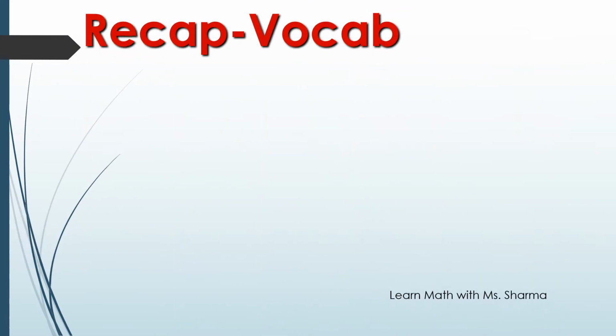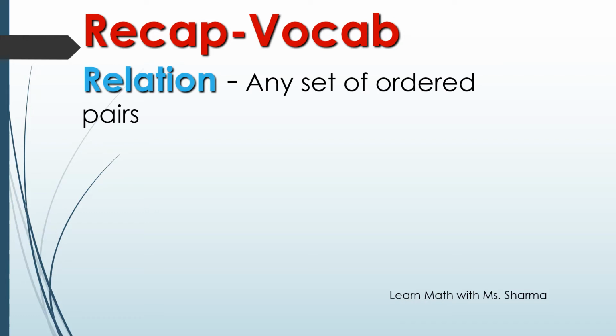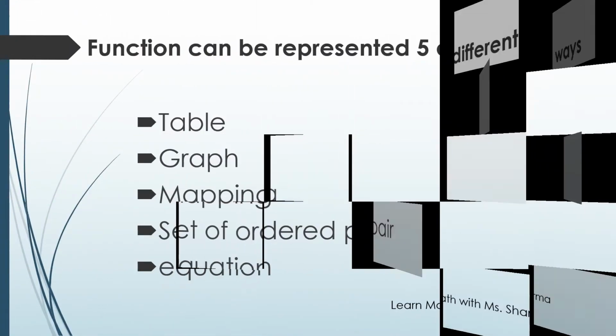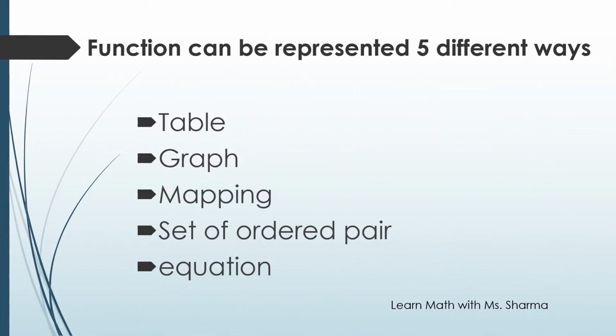Review vocab. Relation: any set of ordered pairs, so x and y. Function: a type of relation where for every x there is exactly one y. So in a function, the x value is not repeated; you won't see the same x value for a different y value. A function can be represented 5 different ways: table, graph, mapping, set of ordered pairs, equation.